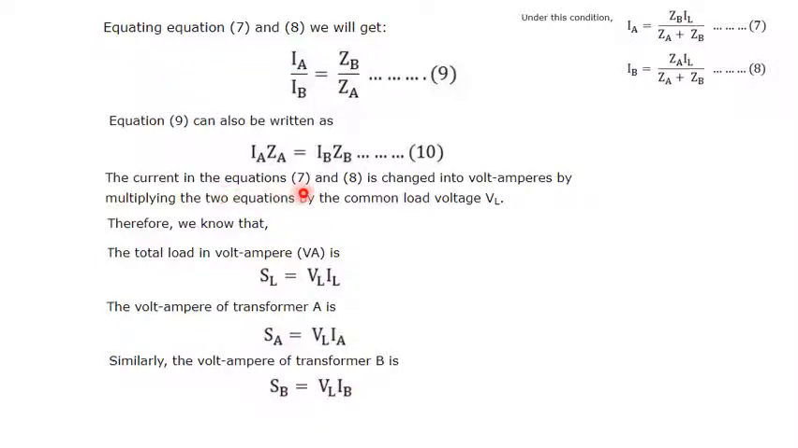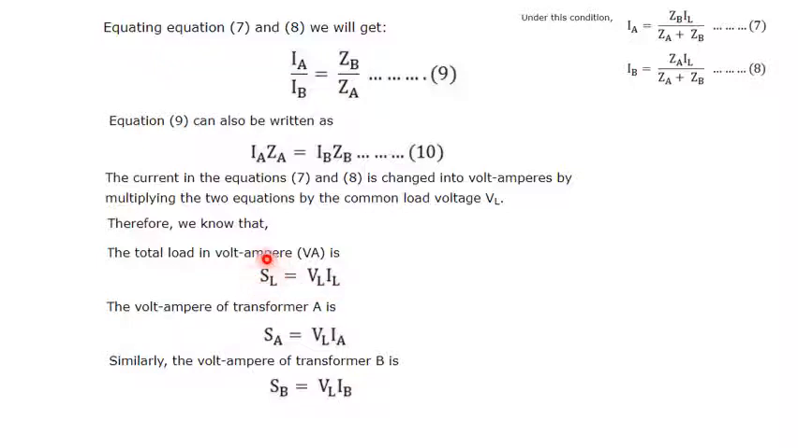So the current in equations 7 and 8 is changed into volt ampere by multiplying the two equations by the common load voltage VL. Here also multiply VL, and here also multiply VL. So in general, you can represent the total load in volt ampere as SL is equal to VL into IL.